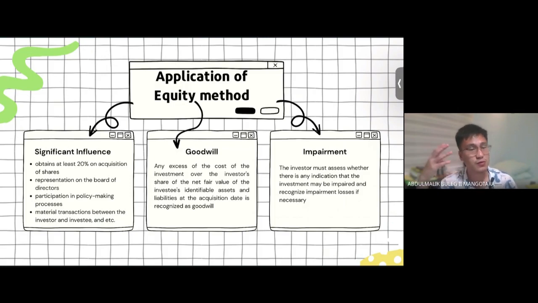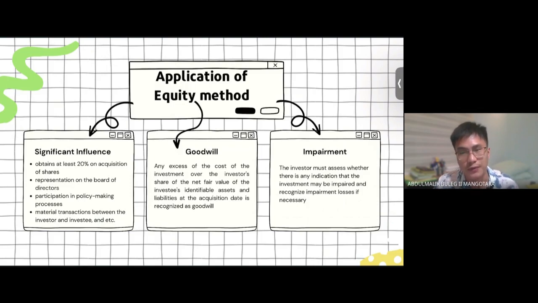The other one is goodwill. In the context of the equity method, goodwill arises when the cost of the investment exceeds the investor's share of the net fair value of the investee's identifiable assets and liabilities at the acquisition date. This goodwill is embedded in the carrying amount of the investment rather than being separately recognized.